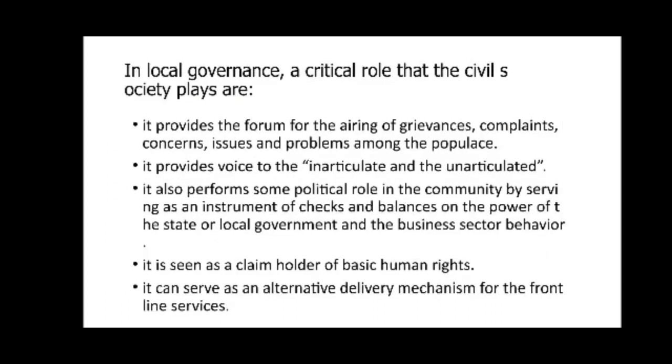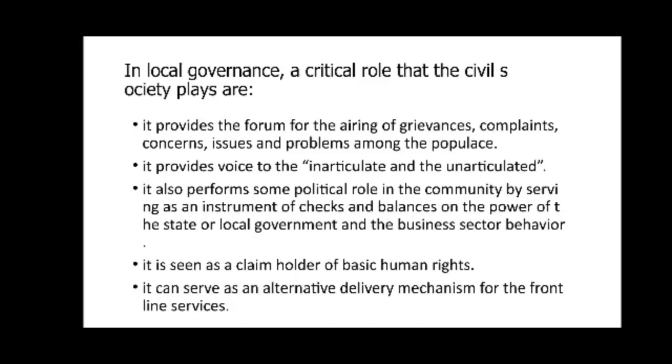In local governance, a critical role that civil society plays is to provide a forum for the airing of grievances, complaints, concerns, issues and problems among the populace. It provides voice to the articulate and the unarticulated.